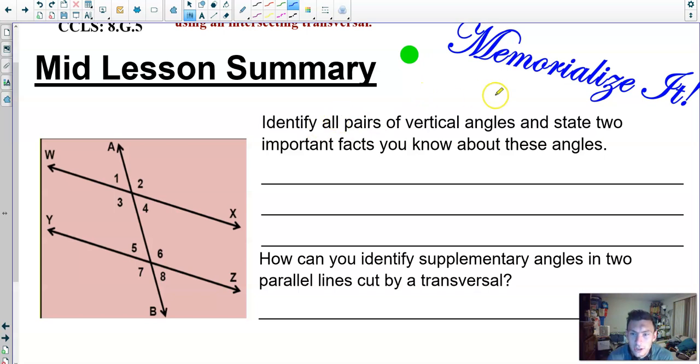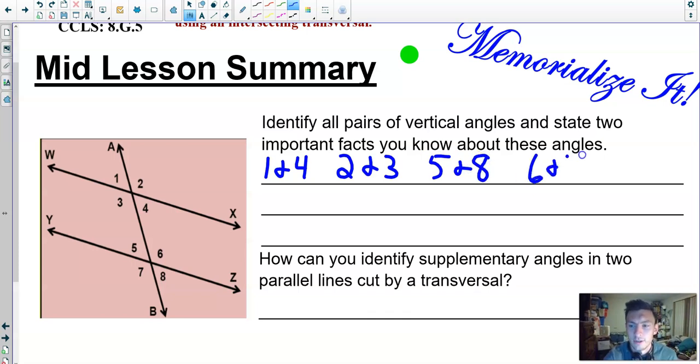So identify all the pairs of vertical angles. That would be, well, pause it, do it, unpause it. Here we go. So at this point, you've now written all this down. 1 and 4, 2 and 3. That's how I write the and symbol. I'm not good at writing the ampersand symbol, so I write it like this. 5 and 8, and 6 and 7. Those are all the angles that are across from each other. 1 and 4, 2 and 3, 5 and 8, 6 and 7.